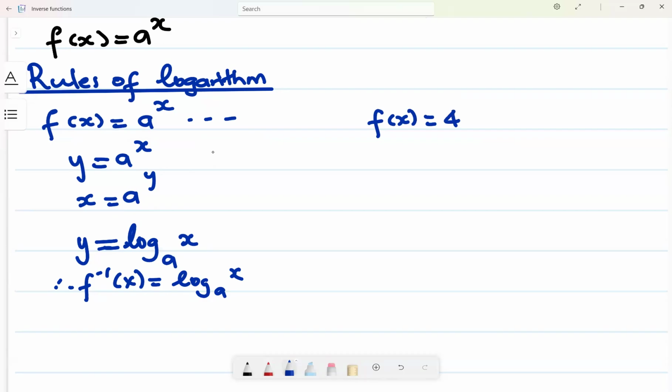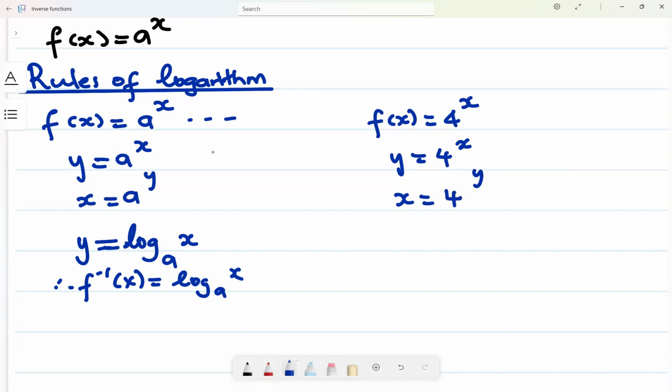4 to the power of x. Okay? How can I solve this? I'll just say, okay, this is y is equal to 4 to the power of x. I haven't done anything yet. What I'll do now is rearrange: x is equal to 4 to the power of y.